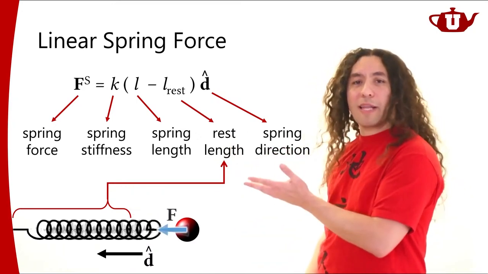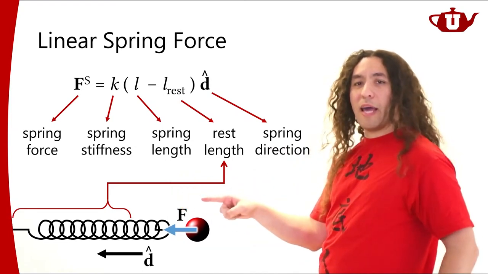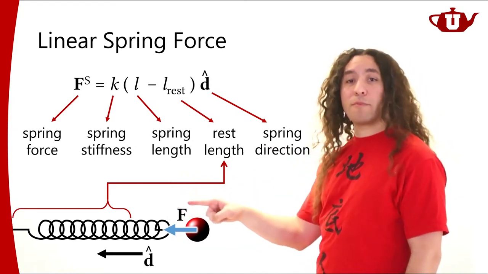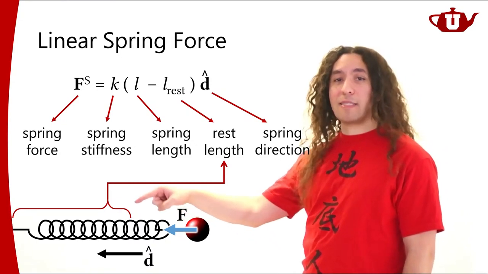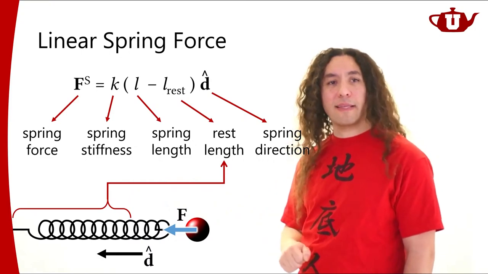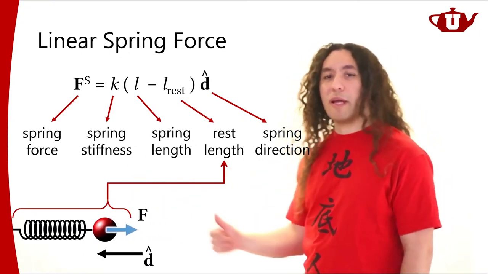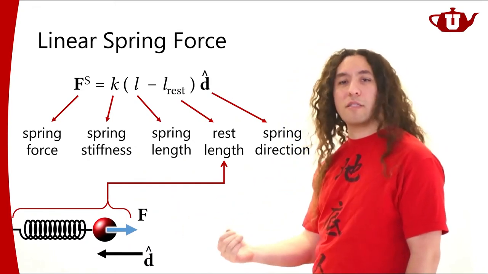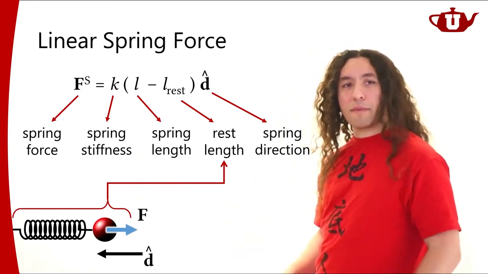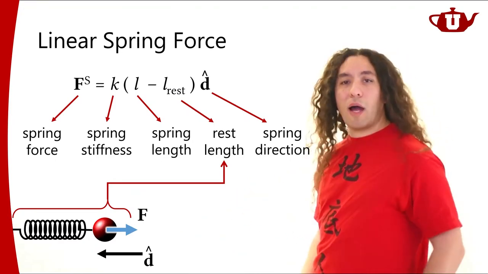So obviously what happens here is that if I extend the spring, it's going to apply a force pulling the object back such that the spring length will be moving towards the rest length. Similarly, if I compress the spring, it's going to exert a force in the opposite direction. It's going to try to extend the spring, right? So, you know, this is our spring.